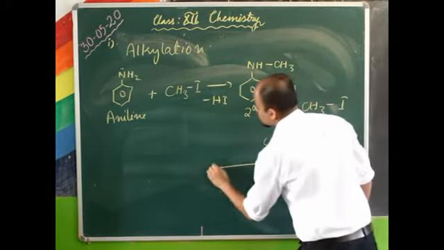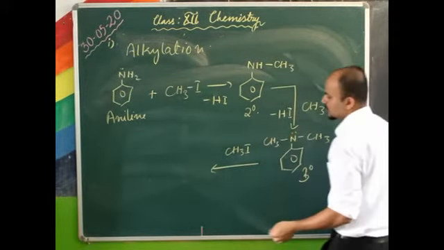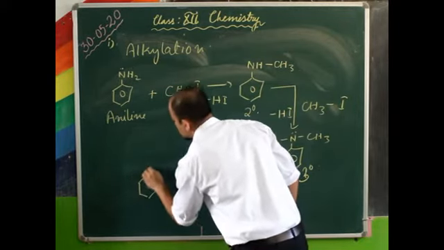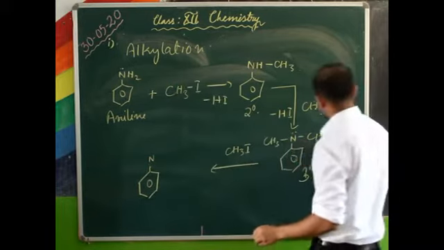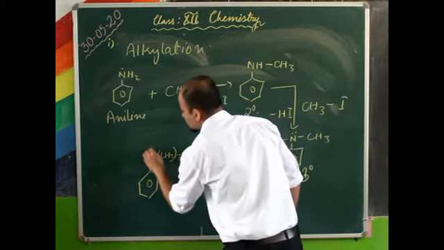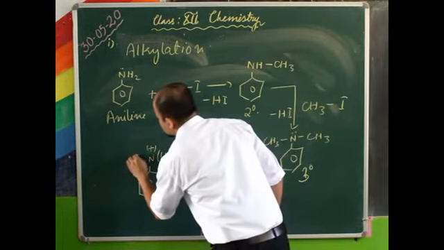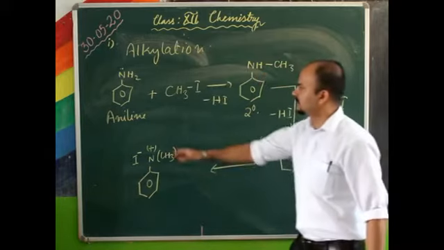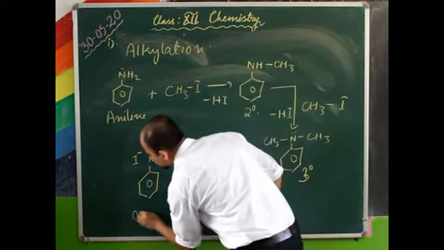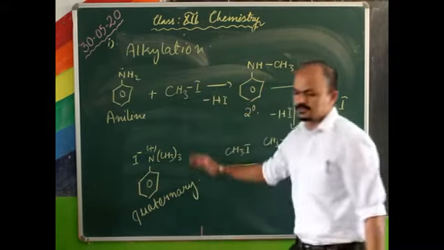Now this further reacts with CH3I. Since it has a lone pair, it gives us N plus, with CH3 thrice. This now becomes positive, and since this I is present, it stays near to it as I minus. This is a first degree amine converted to second degree, third degree, and this is quaternary. Okay, so this is alkylation.